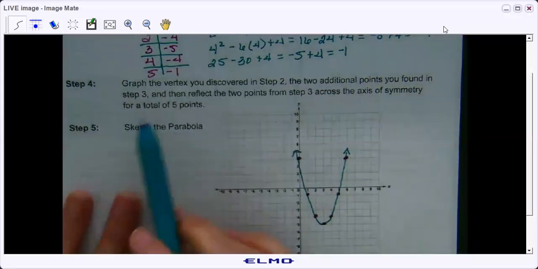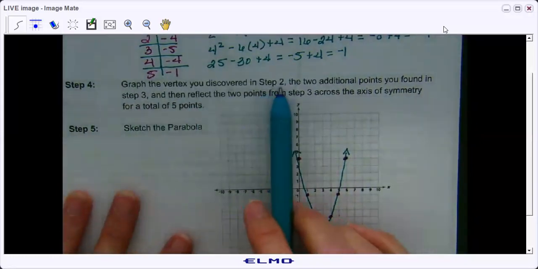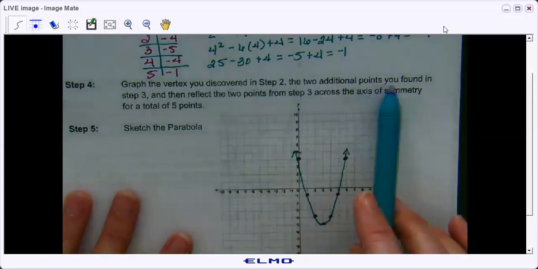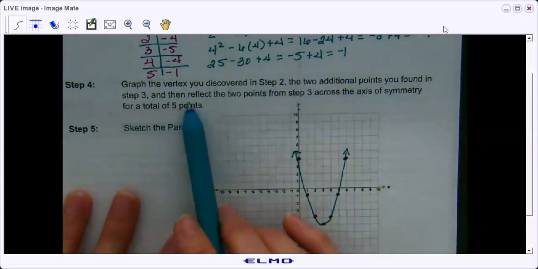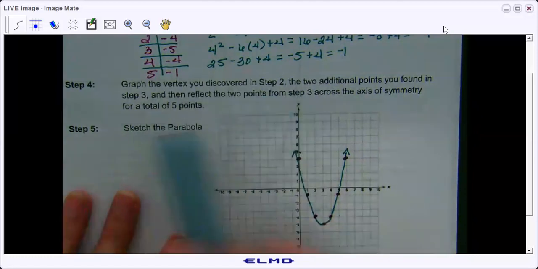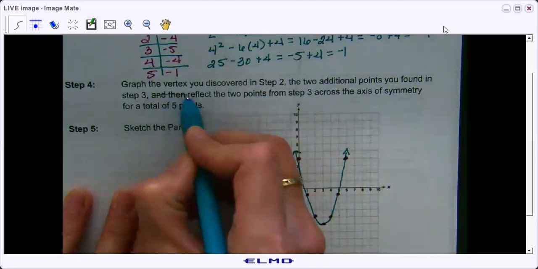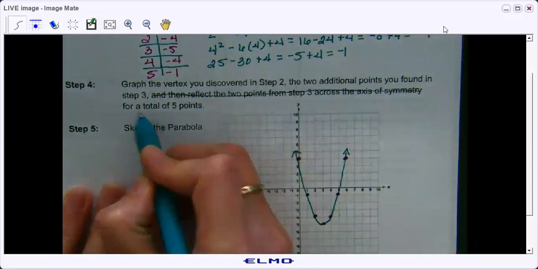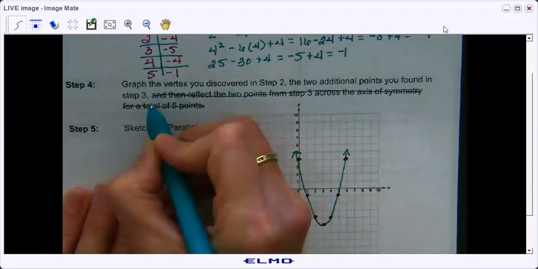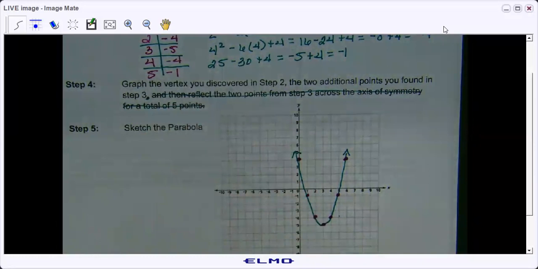So in step 4, it says graph the vertex you discovered in step 2, which we did, the 2 additional points you found in step 3, and then reflect the 2 points, but we're not going to do that part. That's all we're going to do for this one. So that is how you graph a parabola when you have a full quadratic equation. Are there any questions? Okay.